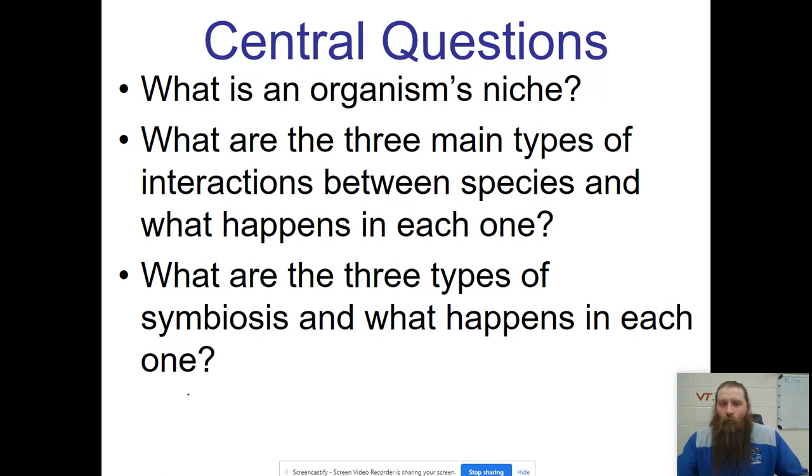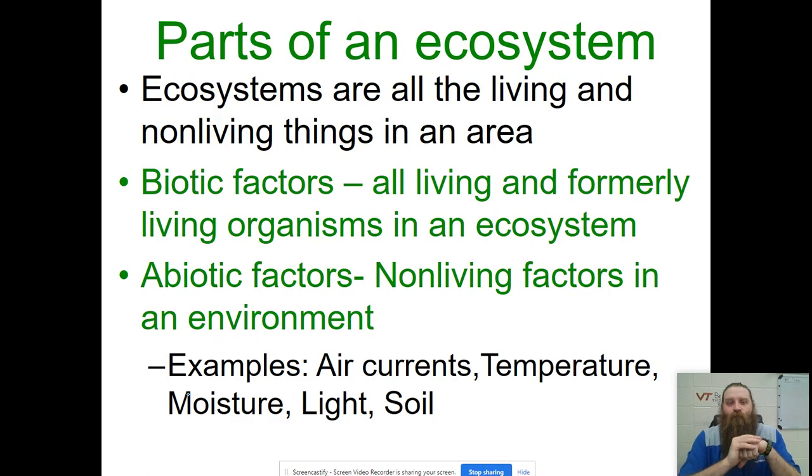So some questions we want to be able to answer. What is a niche? All right, what does that mean? What are the three main types of interactions between species? We obviously want to be able to describe each one of those. And we want to look at the three kinds of symbiosis. And again, we want to be able to describe what happens in each one of those.